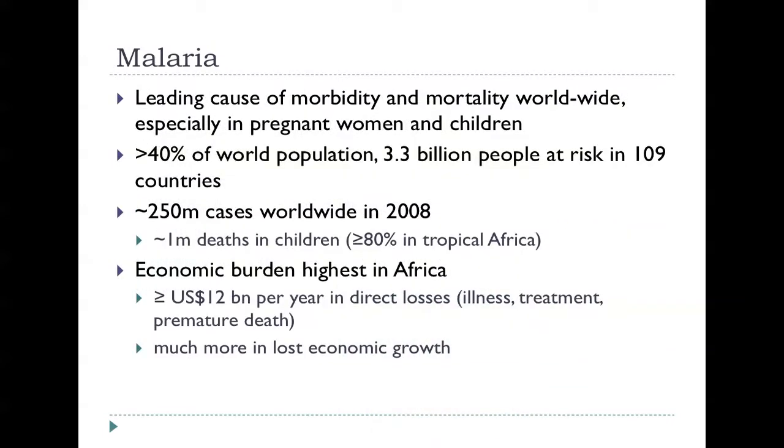Malaria is a leading cause of morbidity and mortality worldwide, especially in pregnant women and children. Just over 40% of the world's population, about 3.3 billion people, are at risk of malaria in 109 countries. So it really is a big problem across the world. 250 million cases in 2008 and around 1 million deaths in children is the figure that's usually put around. And as I mentioned before, it's in Africa that we see the highest economic burden. It's been estimated that $12 billion per year are lost in direct losses. So that's the cost of being ill, the treatment, the premature death.